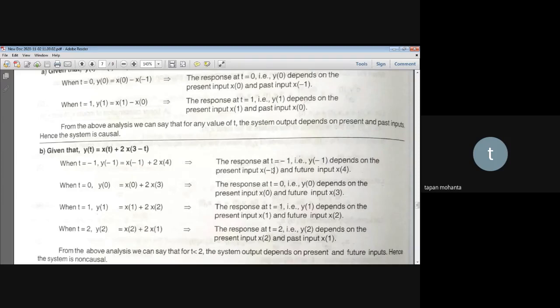First, we can find that the response at t equals -1. Then output response y of -1 depends on the present input x of -1, then the future input x of 4. It is the future, because positive comes to the future. Now the second one, y of 0 depends on the present input x of 0, then the future input x of 3. Similarly, for t equals 1, y of 1 depends on the present input and the future input x of 2. Similarly, y of 2 depends upon the present input as well as the past input. So from the above analysis we say that for t less than 2, the system output responds to the present and the future, and the system is a non-causal system.